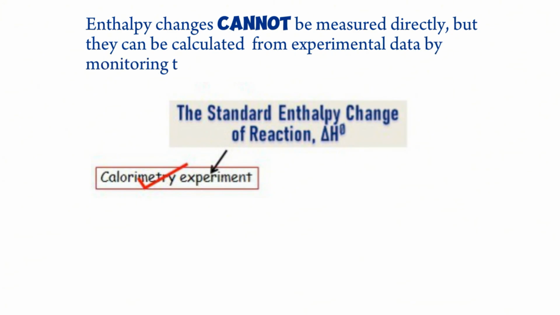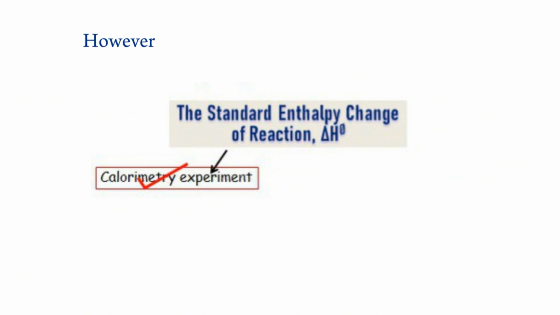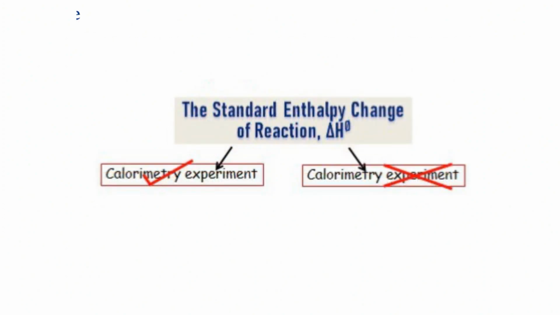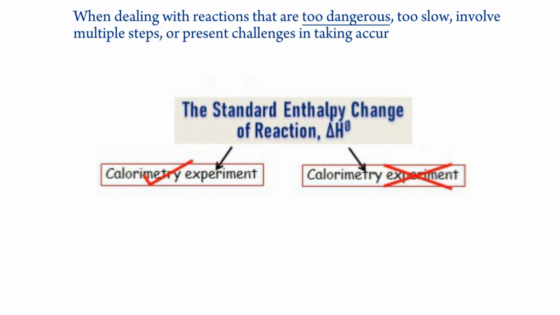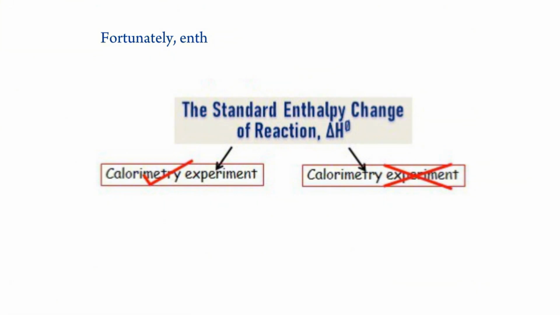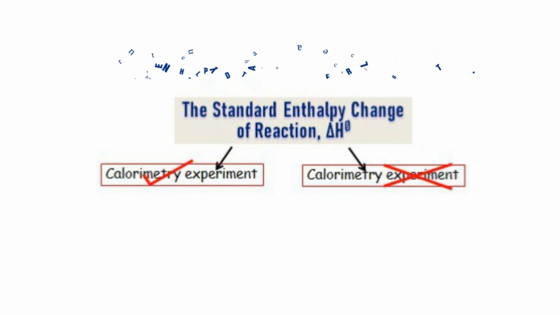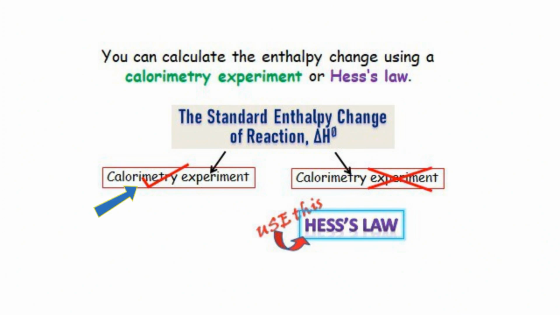Enthalpy changes cannot be measured directly, but they can be calculated from experimental data by monitoring the temperature of a chemical system. However, not all enthalpy changes can be measured directly through experiment. When dealing with reactions that are too dangerous, too slow, involve multiple steps, or present challenges in taking accurate measurements using calorimetry, it may not be practical to perform the experiment in the lab. Fortunately, enthalpy changes can be calculated by using enthalpy data from other related reactions. Therefore, you can calculate the enthalpy change using a calorimetry experiment or Hess's law.